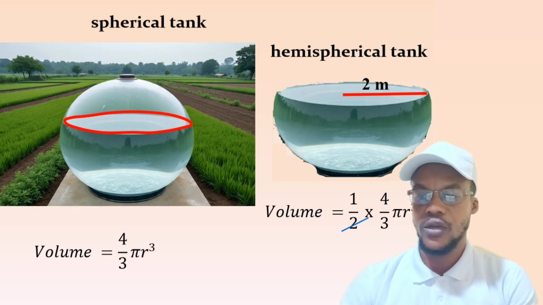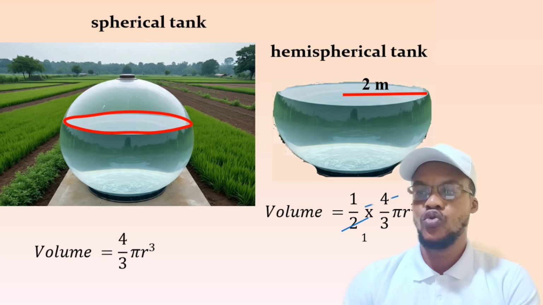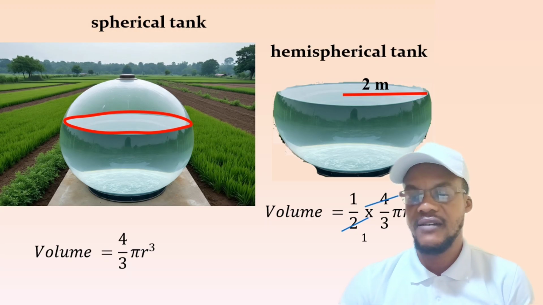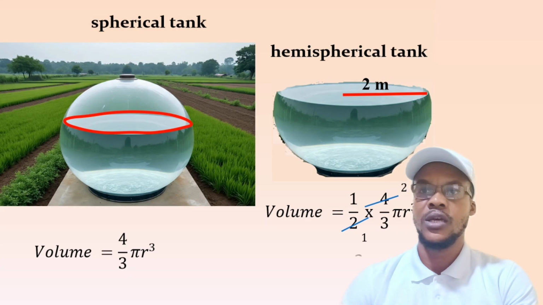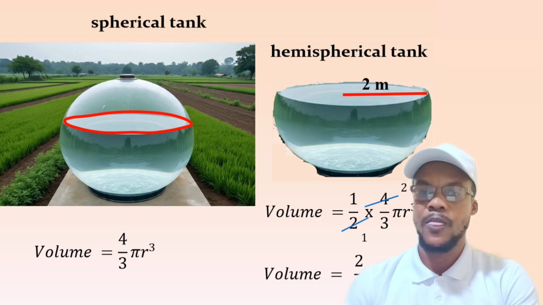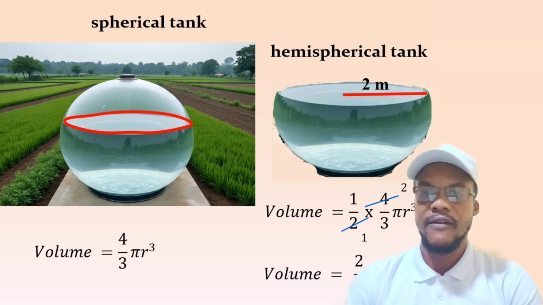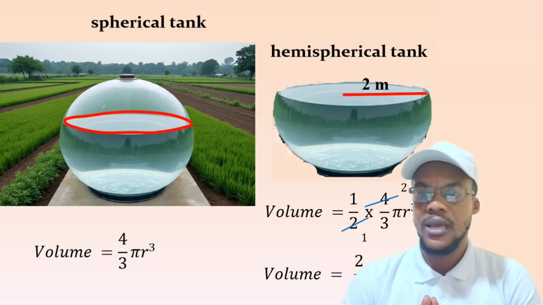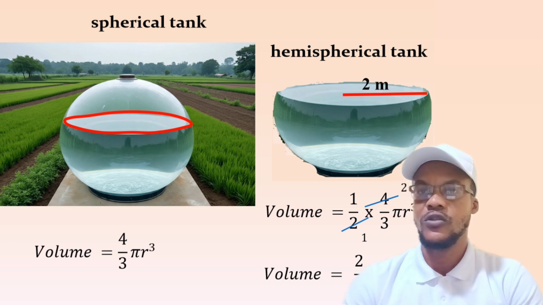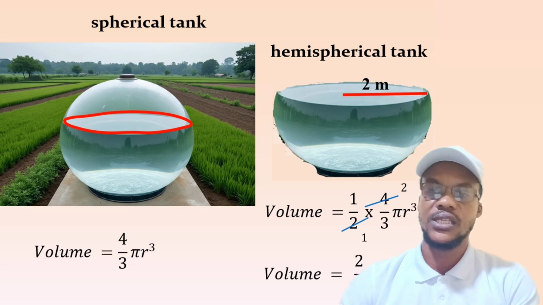Then we just cross out: 2 divides into 2 one time, and into 4 two times. That gives us the final volume of the hemispherical tank as 2/3 pi r cubed. Let's proceed and find the exact volume of the tank the contractor decided to build, given the radius of 2 meters and pi. We just move on and do the substitution.